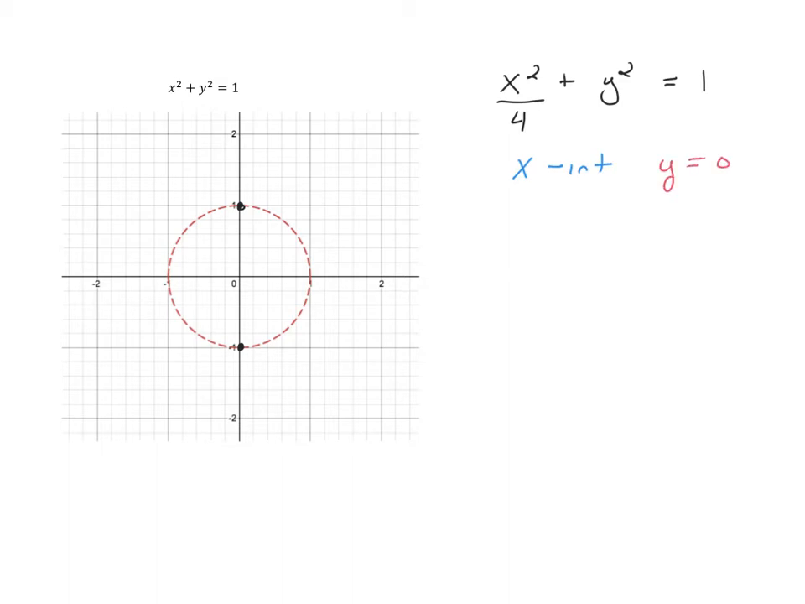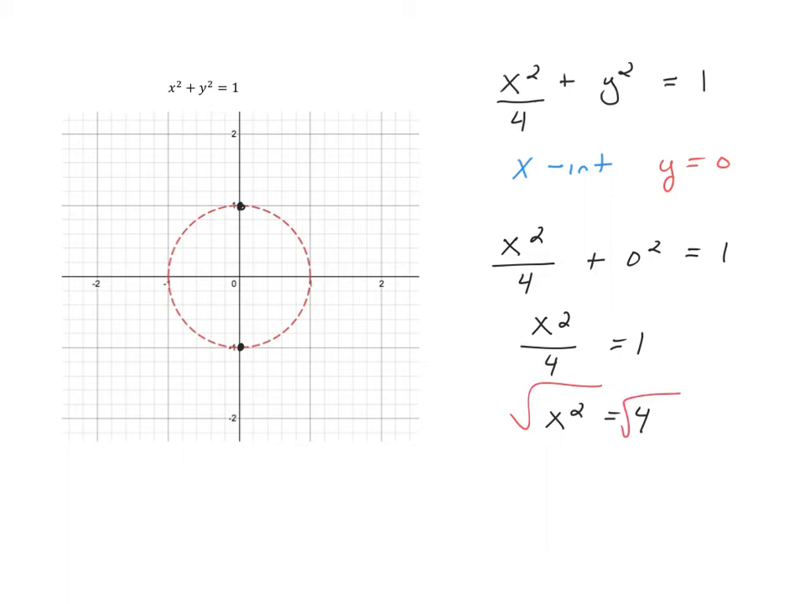And in the equation, you get x squared over 4 plus 0 squared is equal to 1, or x squared over 4 is equal to 1. When you solve this equation, x squared is equal to 4. Taking the square root of both sides will give you that x is equal to plus or minus 2. So now it is the x-intercepts that have moved instead of the y-intercepts.